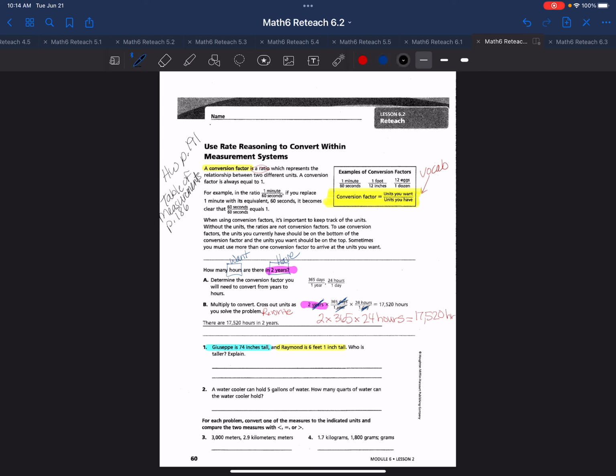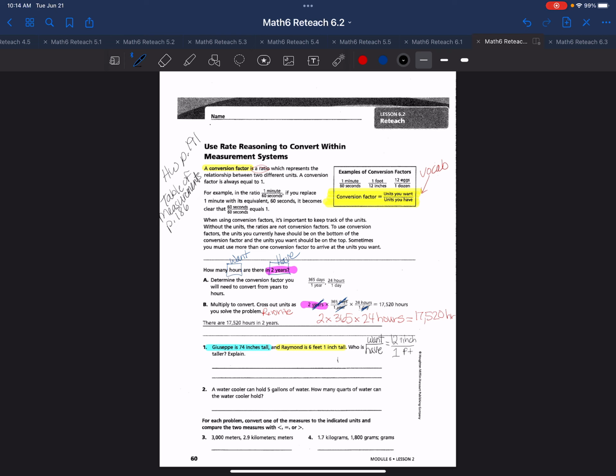So I have the units I want over the units I have. And I know the units I want is going to be in inches. And the units I have is going to be in feet. And then I look at my table of measurements and I see that 1 foot is equal to 12 inches.